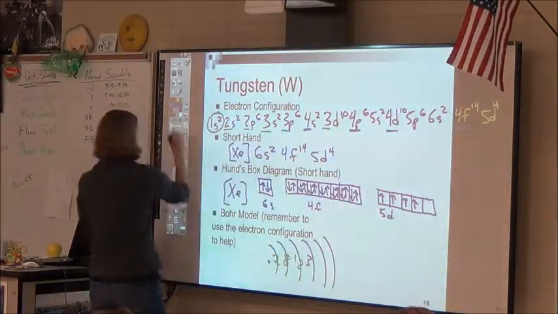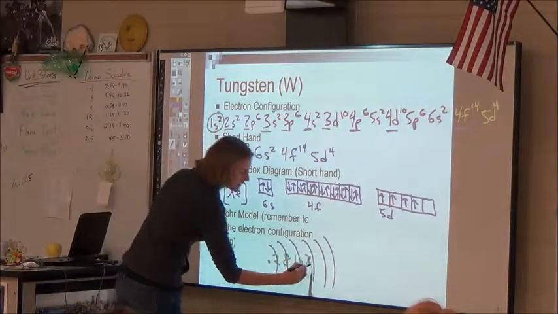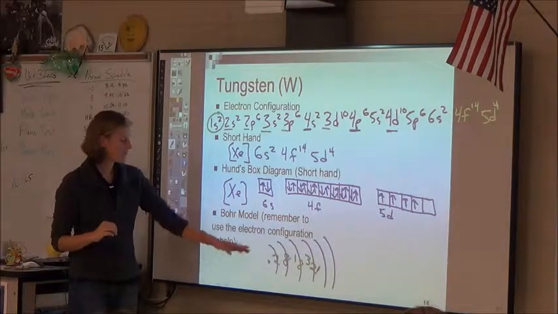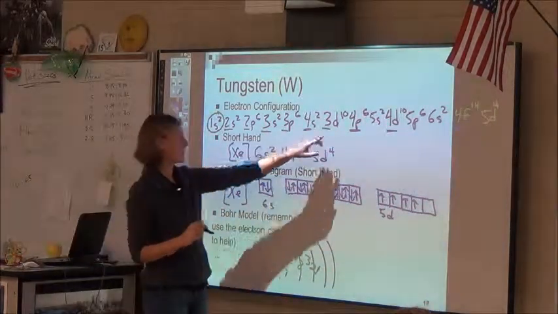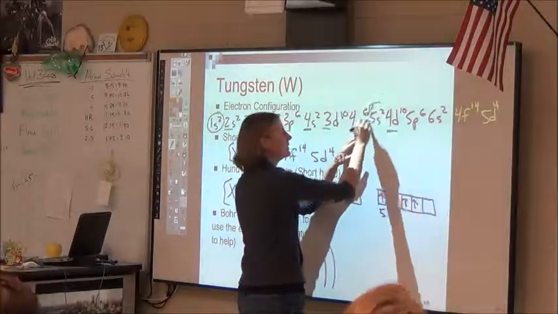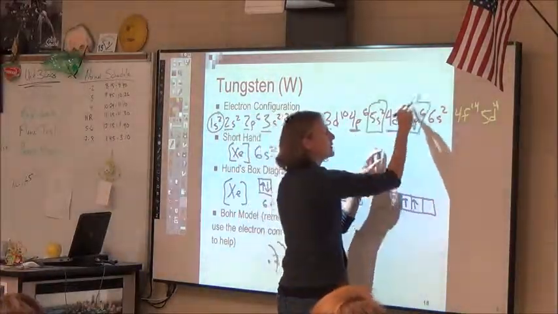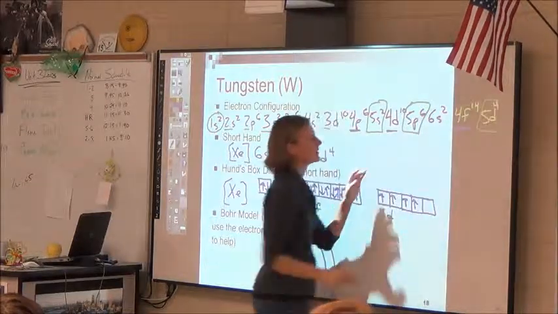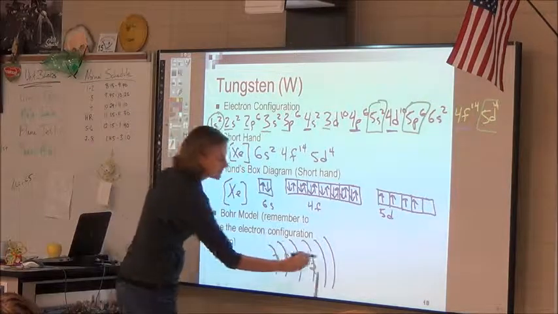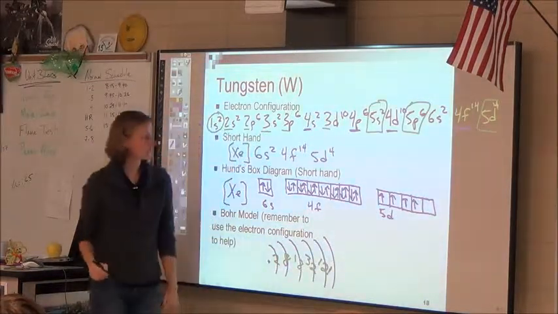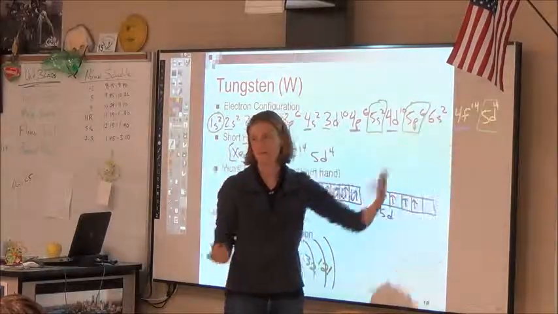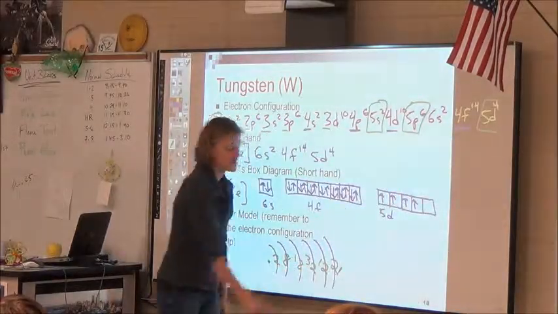We'll move back to green. Now we've got to find all the 5th energy level electrons. So here's a 5, 5, 5. That is not 12, y'all. 2 plus 6 plus 4. 12. And how many on the 6th? Just 2.